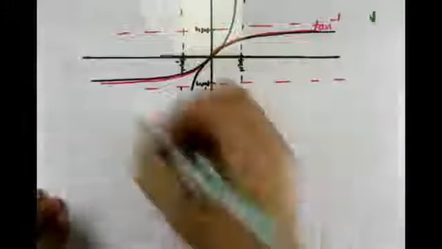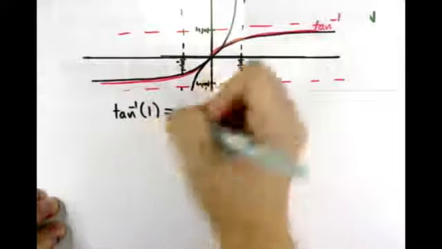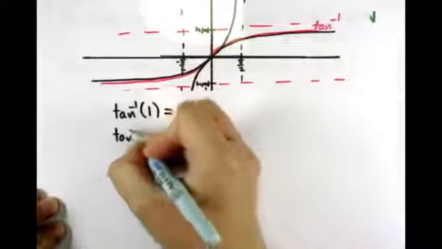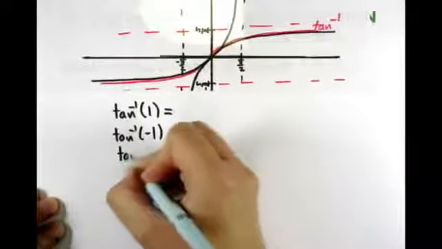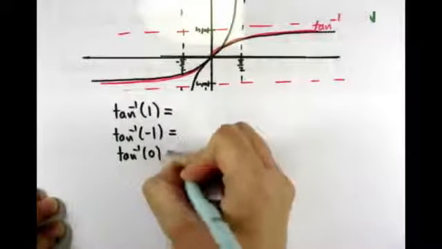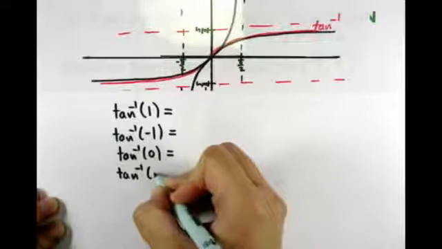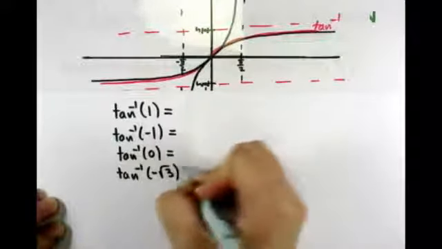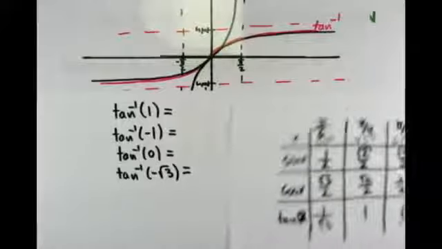So we would like to check what is tangent inverse at 1, what is tangent inverse at -1, what is tangent inverse at 0, what is tangent inverse at minus root 3. And the same way, tangent inverse at 1, we get this from the chart.